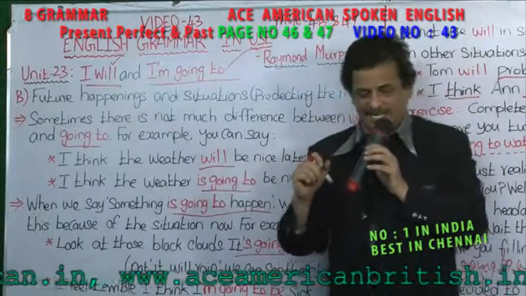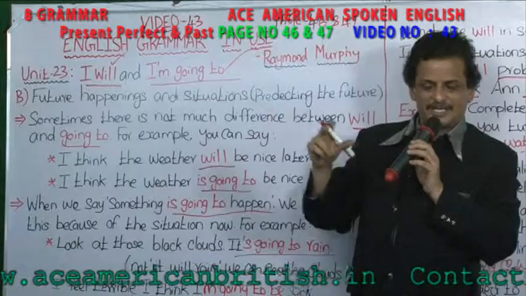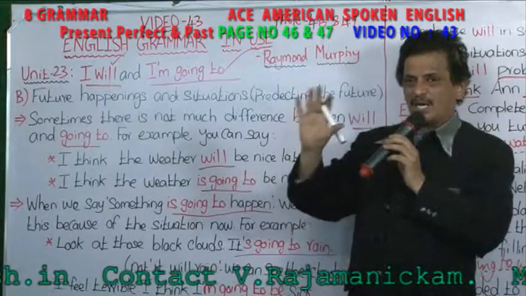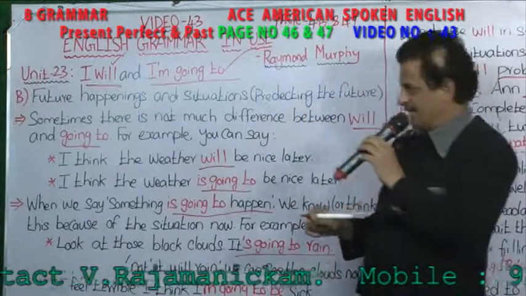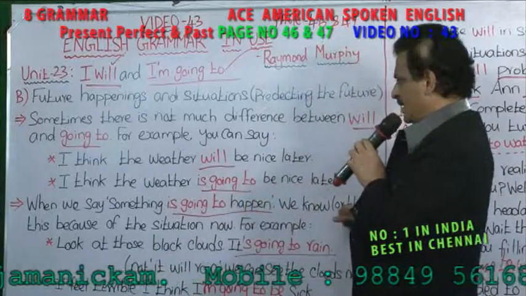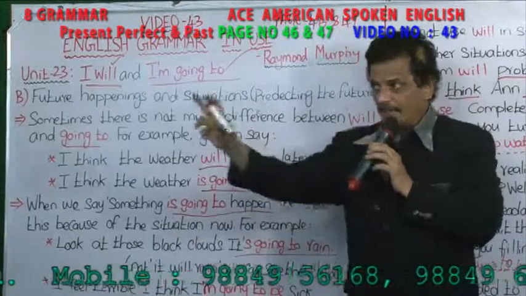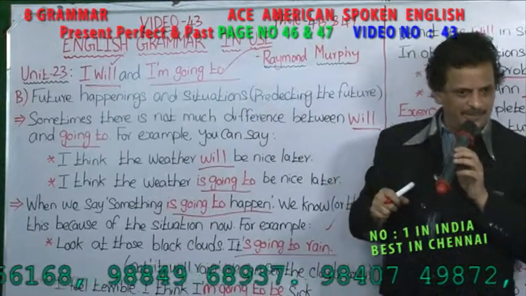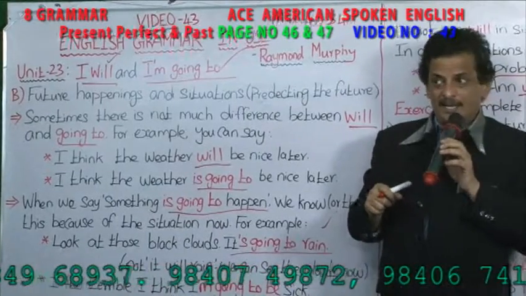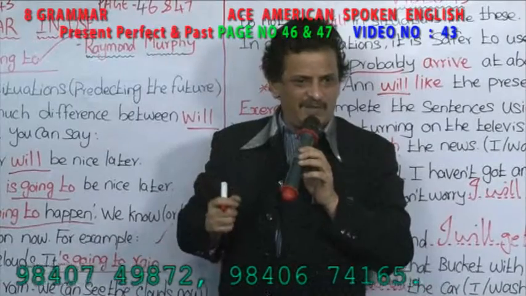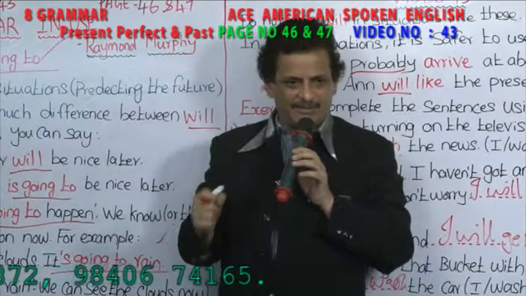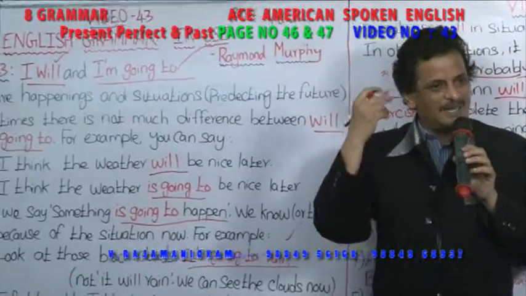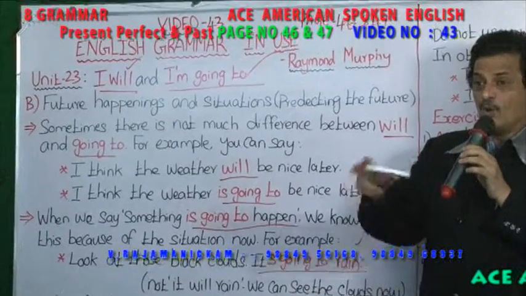நான் நினைக்கிறேன் இந்த சீதோஷண நிலைமை இப்போ இருக்கிற நிலைமையைப் பார்க்கிற பொழுது இன்னும் ஒரு 10 நிமிடம், 1/2 மணி நேரம் கழிந்து நன்றாக இருக்கும் என்று. இங்கே வில்லும் இஸ் கோயிங் டுவும் அநேகமாக ஒன்றாக வருகிறது. வென் வி சே சம்திங் இஸ் கோயிங் டு ஹேப்பன், வி நோ திஸ் பிகாஸ் ஆஃப் த சிச்சுவேஷன் நவ். ஒன்று நடைபெறப் போகிறது என்று சொல்கிற பொழுது ஏதோ ஒரு மூலம் இருக்கிறது, ஆகையால்தான் அது நடக்கப் போகிறது என்று சொல்கிறீர்கள். புரிந்ததா? இப்போ அரசாங்கம் பெட்ரோலியம் விலையை ஏற்றுவிட்டார்கள். ஒரு காரணம் இருக்கிறது, சோர்ஸ் இருக்கிறது. ஆகையால் த பிரைஸ் ஆஃப் அதர் மெட்டீரியல் இஸ் கோயிங் டு கோ அப். மற்ற பொருட்கள் விலை அதிகமாகப் போகிறது.